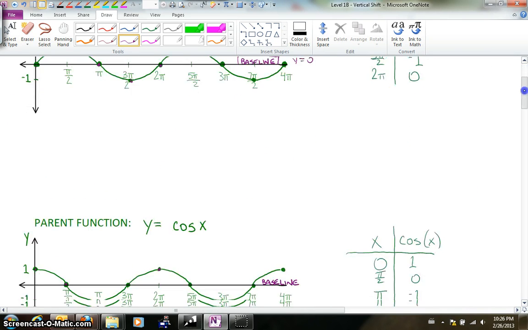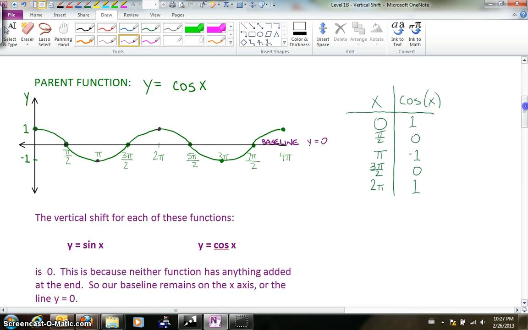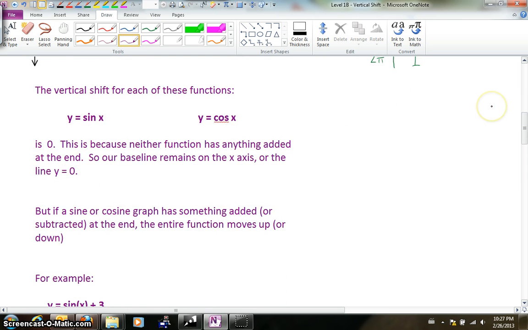Then here's the basic cosine graph. Cosine goes 1, 0, negative 1, 0, 1, and still has that baseline on the x-axis, or the line y equals 0, because we have not shifted the function up and down at all. The reason both of these functions have a baseline on the x-axis is that there is no number being added at the end of the function. Right now the number is 0, so we've got plus 0, plus 0. That's the reason our baseline is on the line y equals 0.